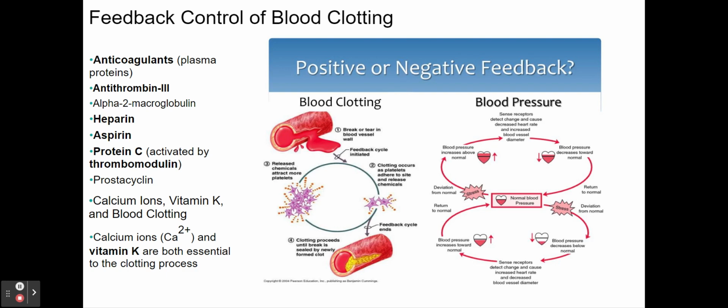Thrombomodulin is released by endothelial cells, and this protein binds to thrombin and converts it into an enzyme that activates protein C. Protein C is a plasma protein that activates several clotting factors and stimulates the formation of plasmin, an enzyme that gradually breaks down fibrin strands.